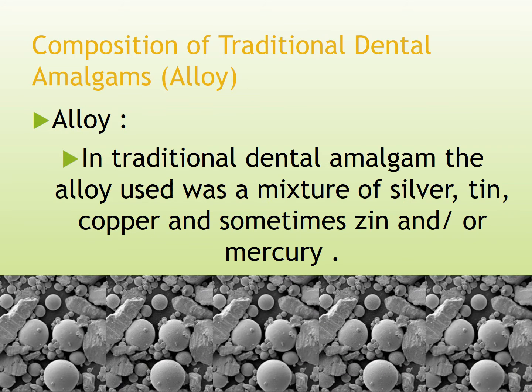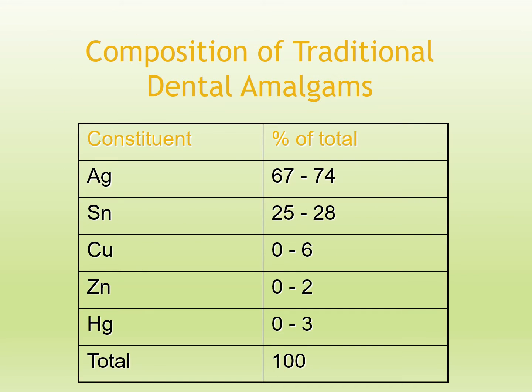The alloy in the traditional dental amalgam was a mixture of silver, tin, copper, and sometimes zinc and mercury. This table shows the composition of the traditional dental amalgam. You can see that the silver has 67 to 74% of the composition, which is the highest. Then we have the tin, 25 to 28, copper, 0 to 6, zinc, 0 to 2, mercury, 0 to 3.